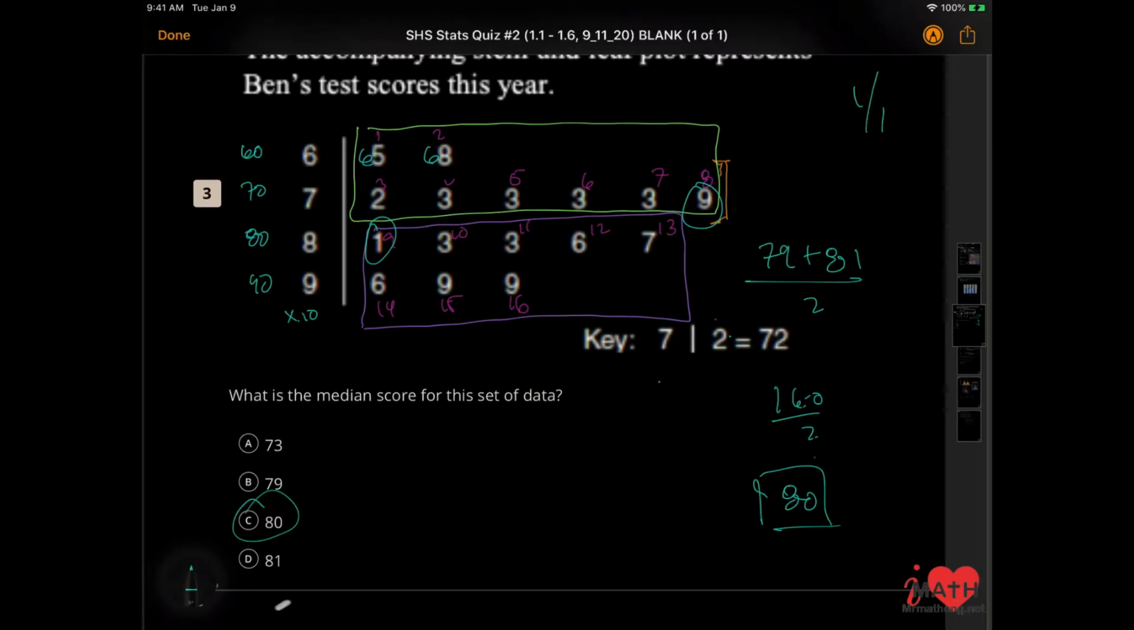Now, that question was worth 1 point. You can do this problem in a different way. You can actually list out all the numbers: 65, 68, 72, 73, 73, 73, 79, 81, 83, and so on.